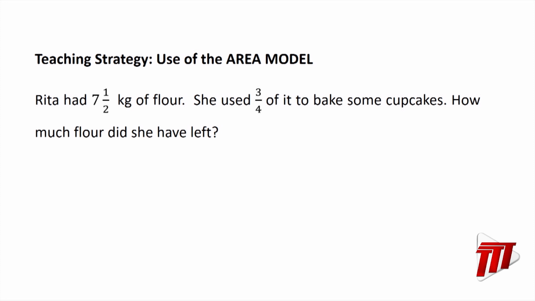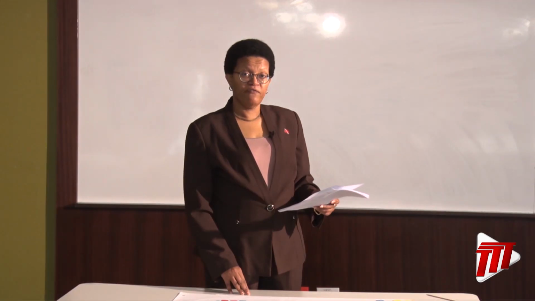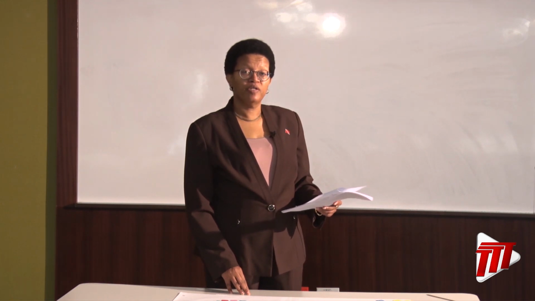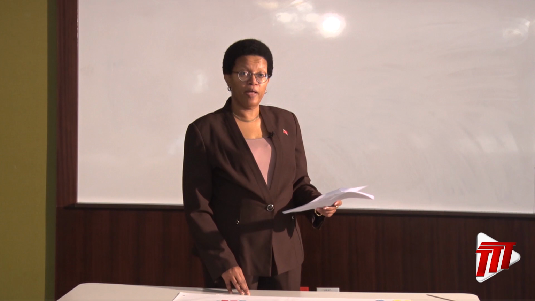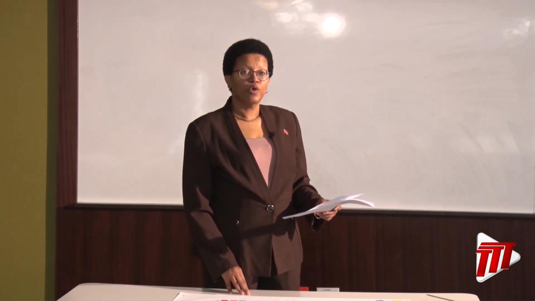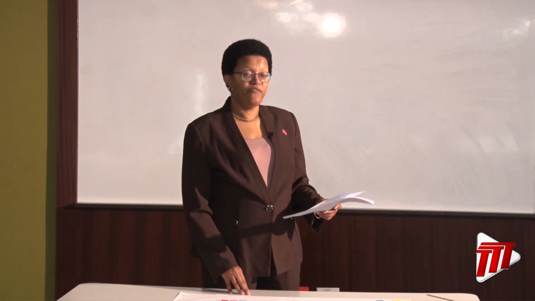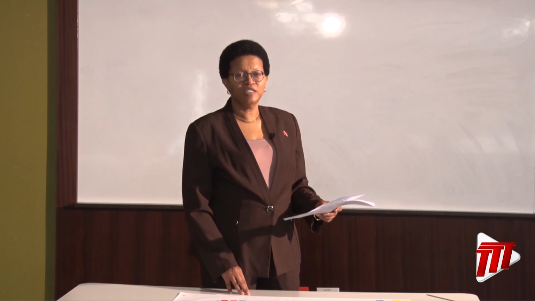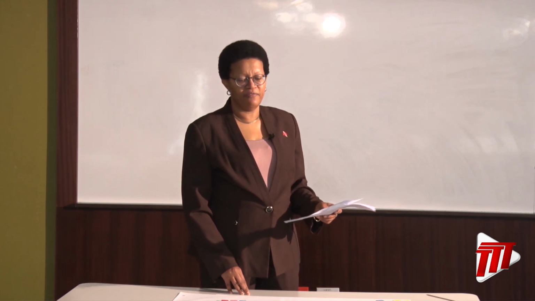Remember, students, we are solving the problem. Rita had 7.5 kilograms of flour. She used 3/4 of it to bake some cupcakes. How much flour did she have left? We spoke about the distributive law. We can find 3/4 of 7 and the 3/4 of a half and put the partial products together to solve the problem. We have already found that 3/4 of 7 is 5 1/4. Now, let us find 3/4 of 1/2.